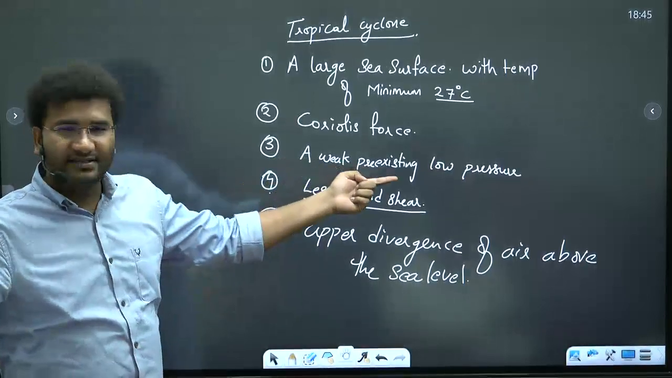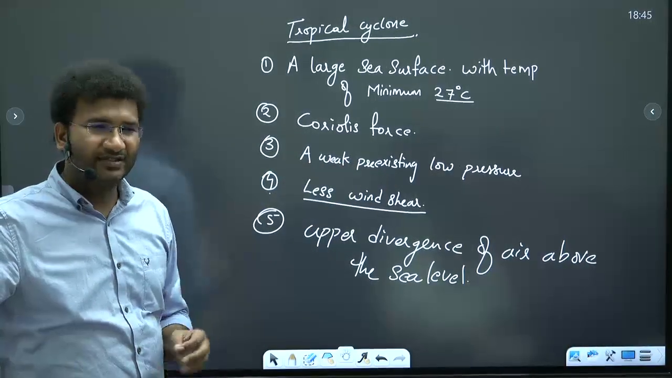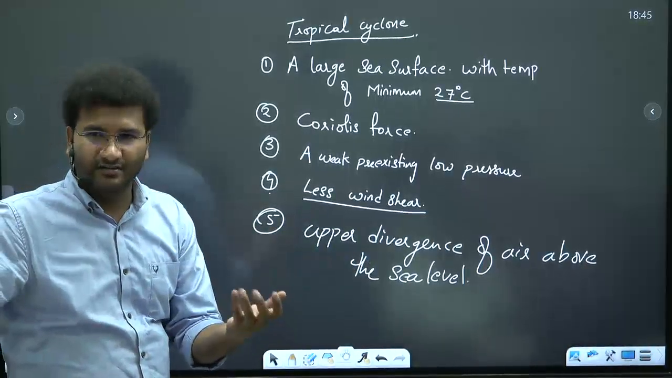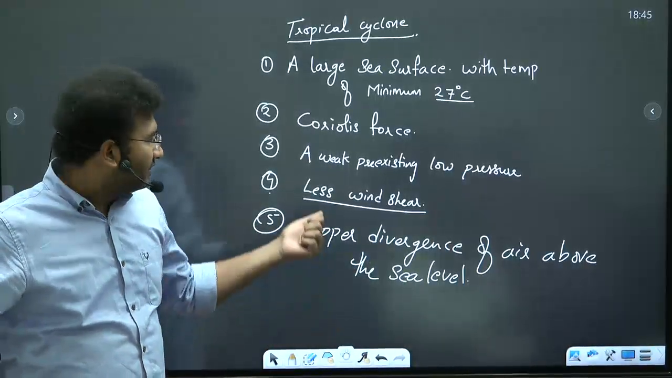A weak pre-existing low pressure. Pre-existing low pressure means compared to other regions, you need to have at least a little low pressure area in that region. Less wind shear.